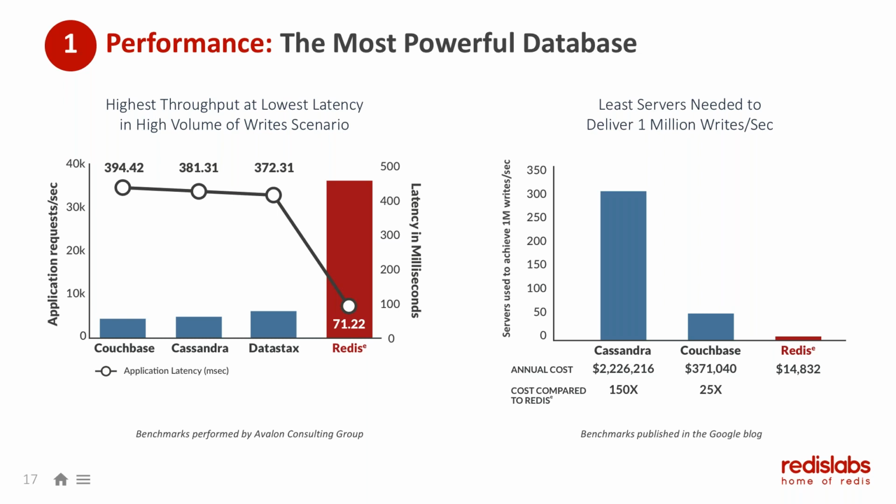It's huge. And then if you look at the graph on the left, an independent consulting group, Avalon Consulting, created this, and you can see the line chart represents the latency when you're at a very high volume of writes, and the bar graph represents the actual throughput. And as you can see, the difference here is we're providing very low latency at very high throughput.